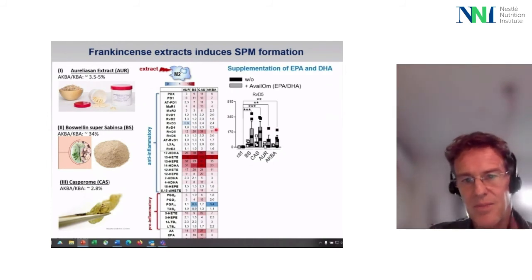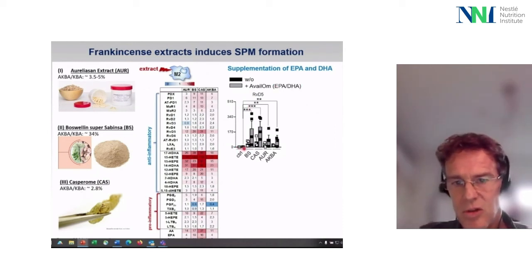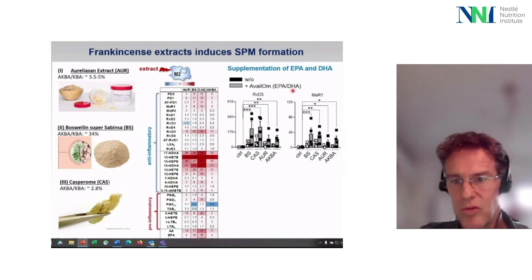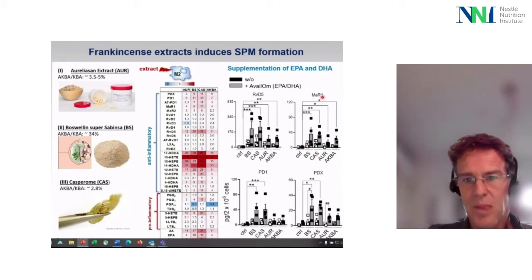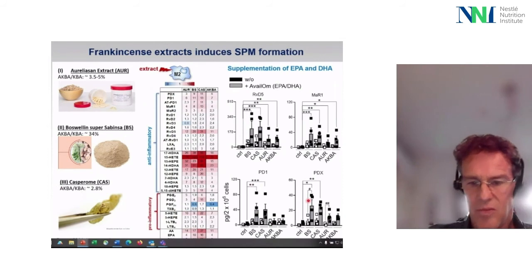We then combined these extracts with a product containing omega-3 fatty acids, EPA and DHA. And interestingly, as you can see here, addition of this product alone does not change any activity. No SPMs are formed. But when we add AKBA or these extracts, resolvin D5 is produced, and even more in the presence of this EPA and DHA. And the same was found also for maresins, as you can clearly see here, and also for protectins. So combining this product, or EPA and DHA, with an activator of 15-LOX can actually induce SPM formation.